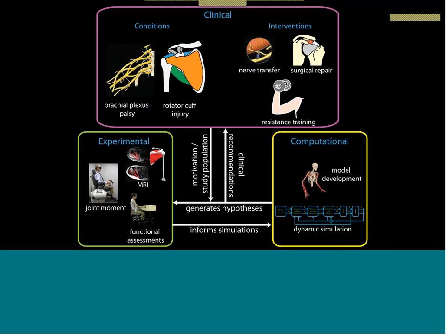So briefly, as an overview, our group is interested in clinical conditions, and recently we've been focused on brachial plexus palsy and rotator cuff injury in older adults, as well as interventions that are used to restore function to these patients. This motivates all of the work that we do, and in general, we try to incorporate both experimental or clinical measures from imaging or strength assessments or functional assessments into our computational simulations so that they better represent the patients that we care about, as well as allow us to incorporate those details into a simulation so that when we look at our results, they are more relevant to the clinical population that we care about.